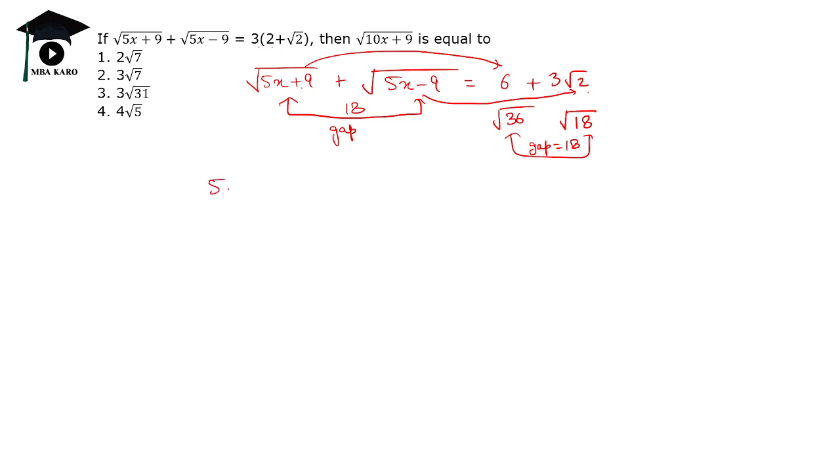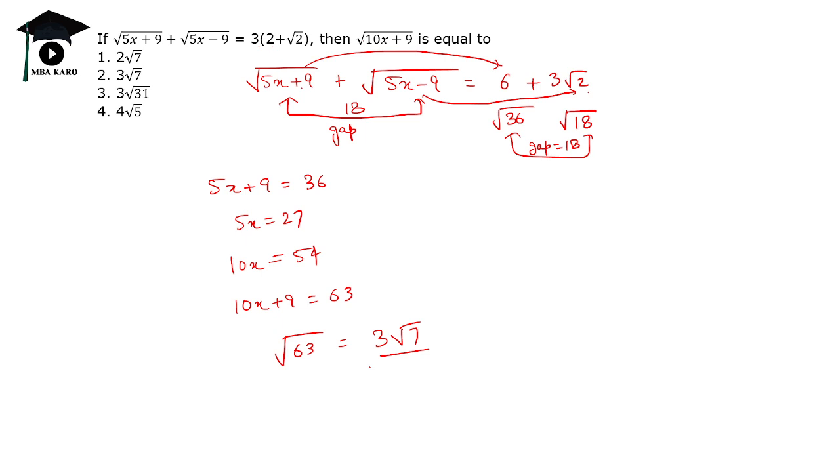So we can say that 5x plus 9, you can take either of the equations, is 36, or you can take 5x minus 9 is 18, right? So by observation you figure out the relation between these terms. So we get 5x is equal to 27 and now we need to find 10x plus 9. So 10x will be equal to 54 and 10x plus 9 will be equal to 63. So we need to find root 63. So 9 into 7, 9 means 3 comes out and we are left with root 7. So the answer is 3 root 7.